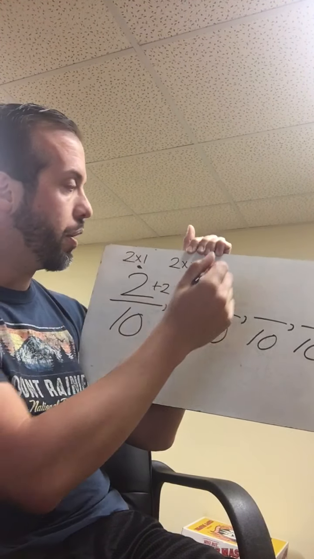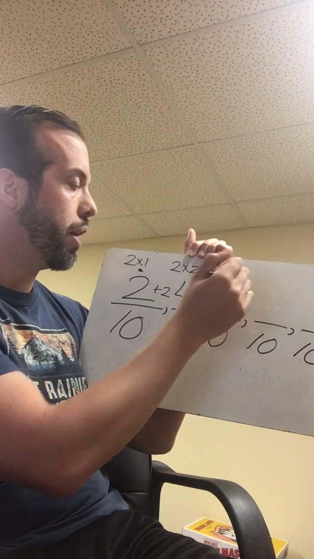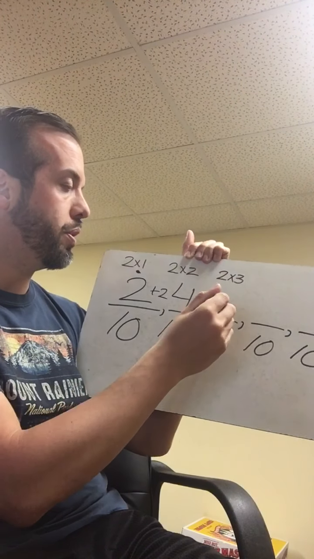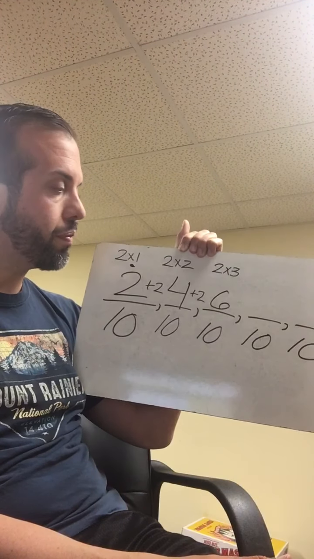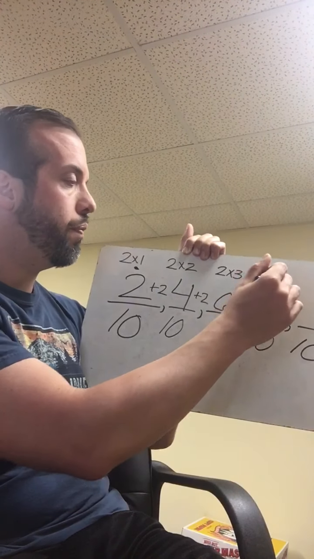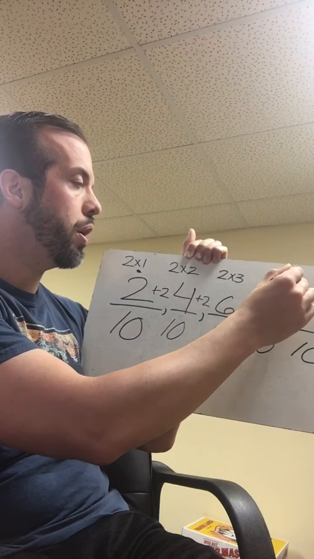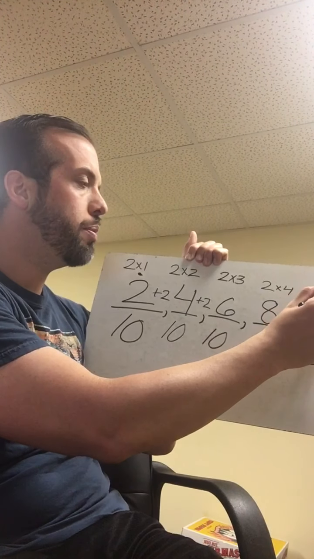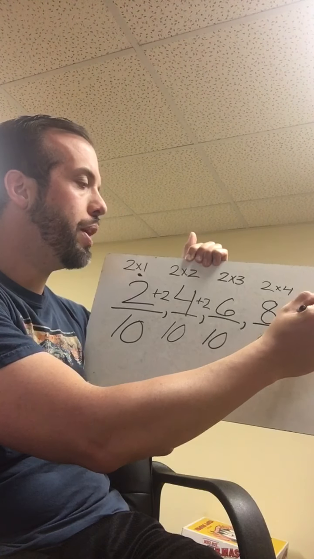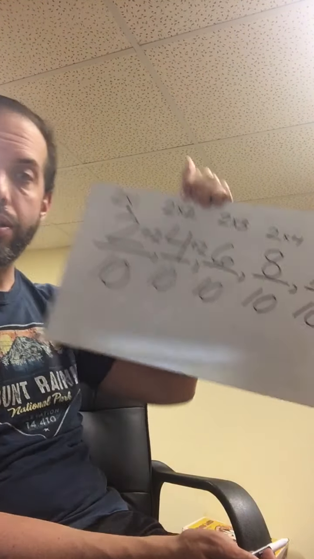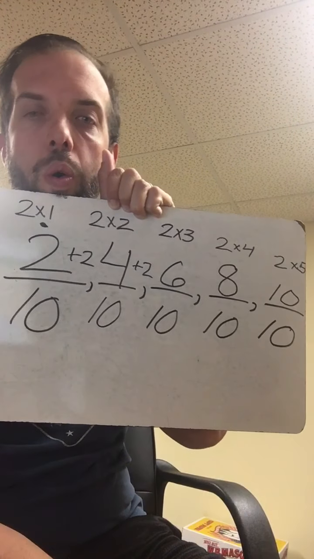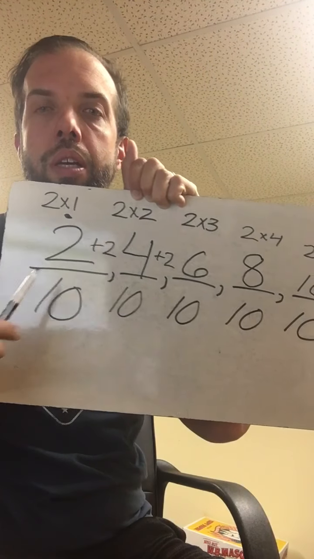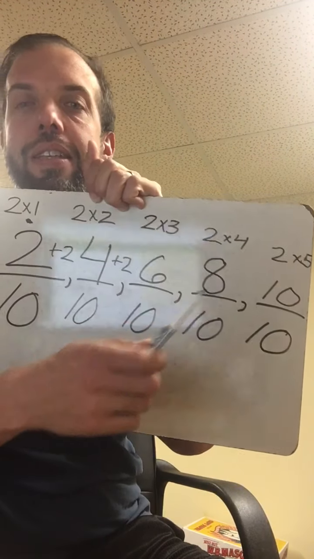Okay? Go to my third. Think of it as 2 times 3. Or just add another 2. 4 plus 2. 2 times 3 or 4 plus 2 is 6/10. Jump to my fourth one. 2 times 4 is 8. And on my last one, 2 times 5 would be 10/10, or 1 whole. Okay? So you guys check your answers. That's for number 3. It's 2/10, 4/10, 6/10, 8/10, 10/10.